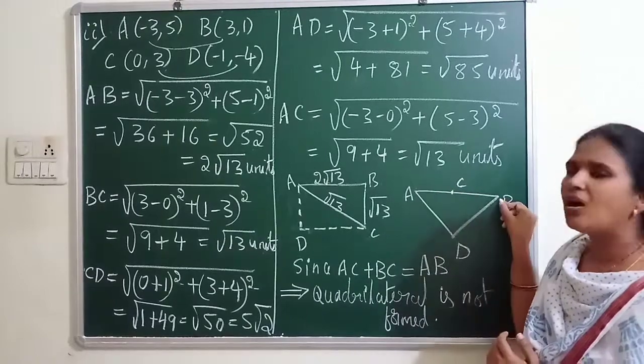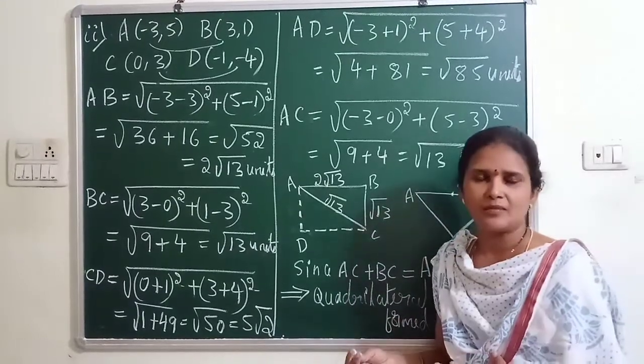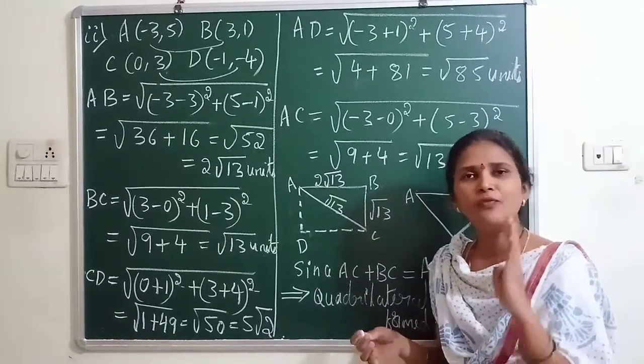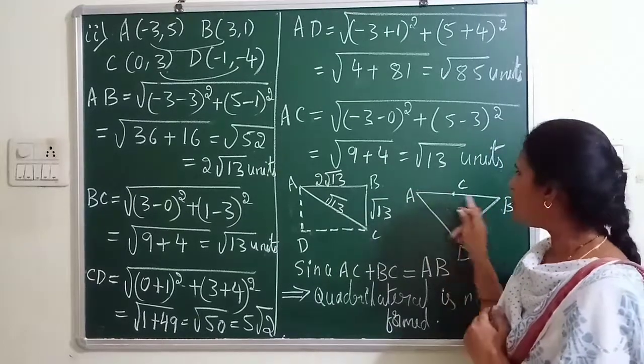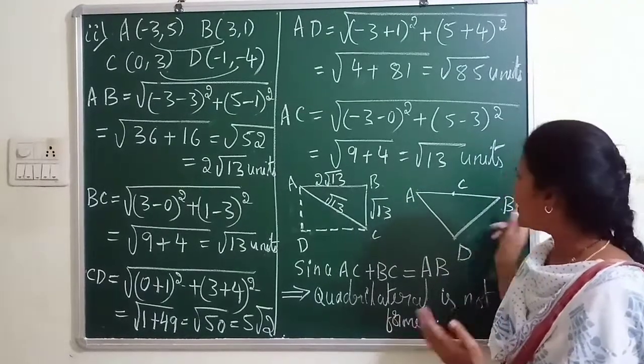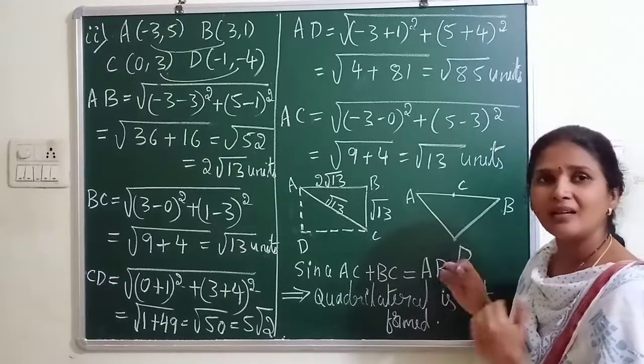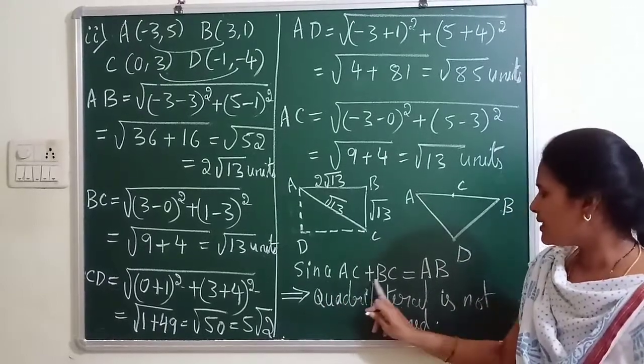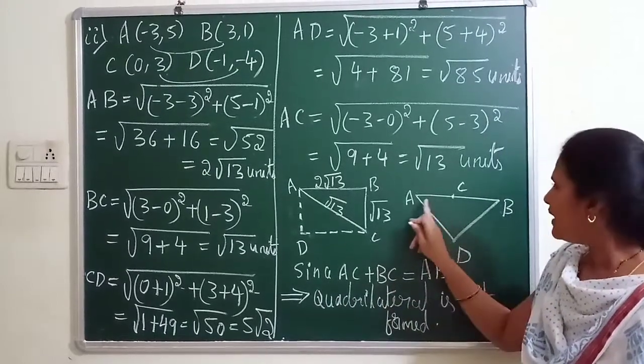When C falls on AB, there is no fourth vertex. To form a quadrilateral, we need 4 vertices. Here the 3 vertices are on a straight line. So we can conclude that here a quadrilateral is not formed, since AC plus BC equals AB.